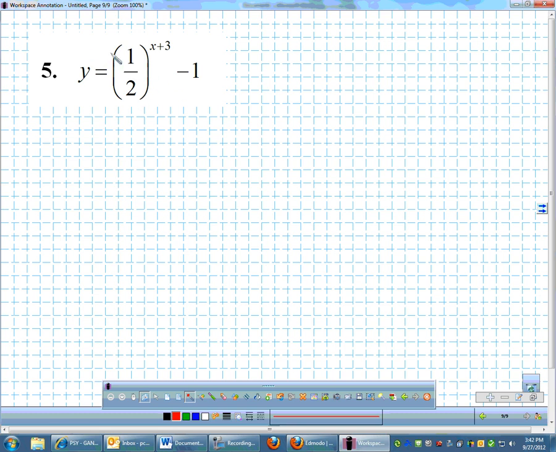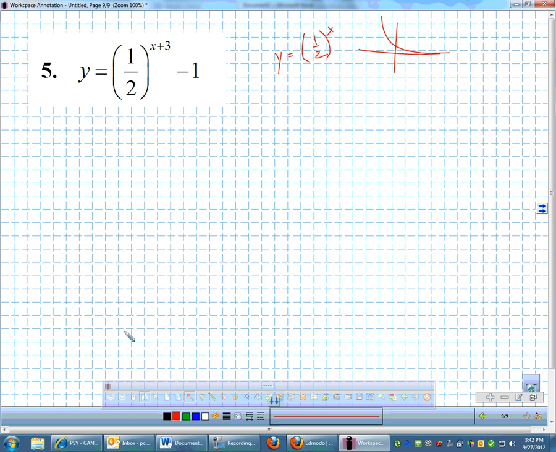This one is probably the ugliest of the ones that I've chosen to do. It is 1/2 to the x plus 3 minus 1. If you identify the parent function, it is 1/2 to the x. And I told you earlier that if your base is a fraction less than 1, instead of taking off, it's going to come crashing down like this. I'm going to do something that's a little bit tricky. And I think it's a little bit easier, though.